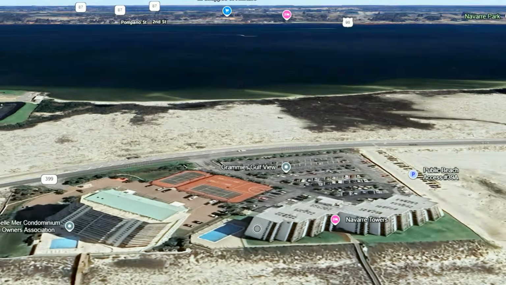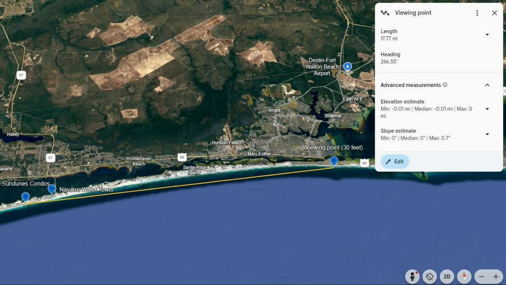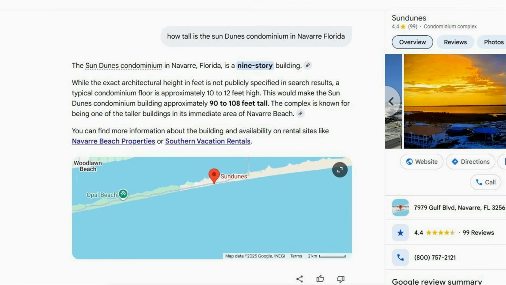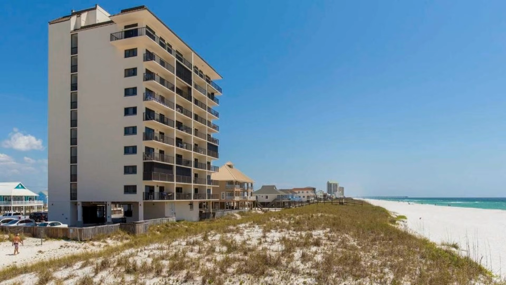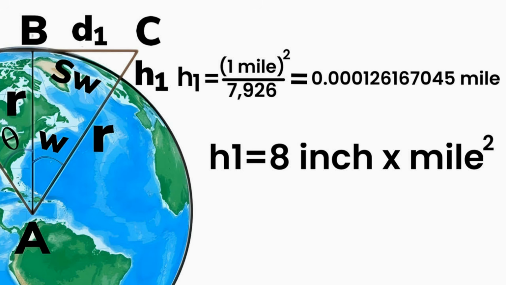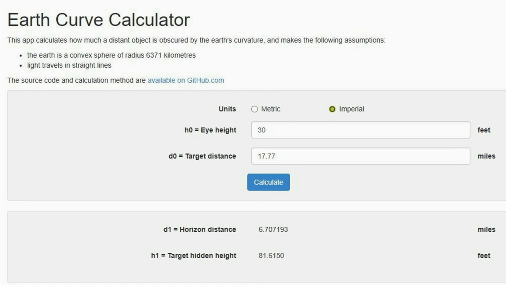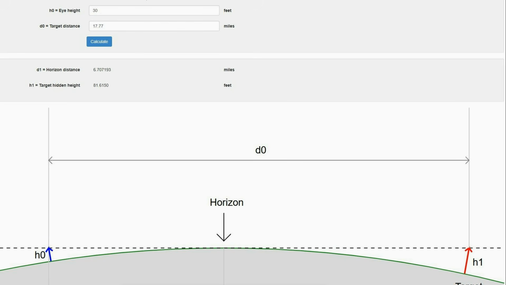Let's stay on track. From my viewing position, the Sun Dunes condos is 17.77 miles away. The height of the Sun Dunes condos is said to be 90 to 108 feet tall. For number's sake, we will say these condos stand at 100 feet tall. The great part about the rate of curvature we just learned is that there's a calculator we can use that can factor in the height of the observer. I'll leave a link in the description below.